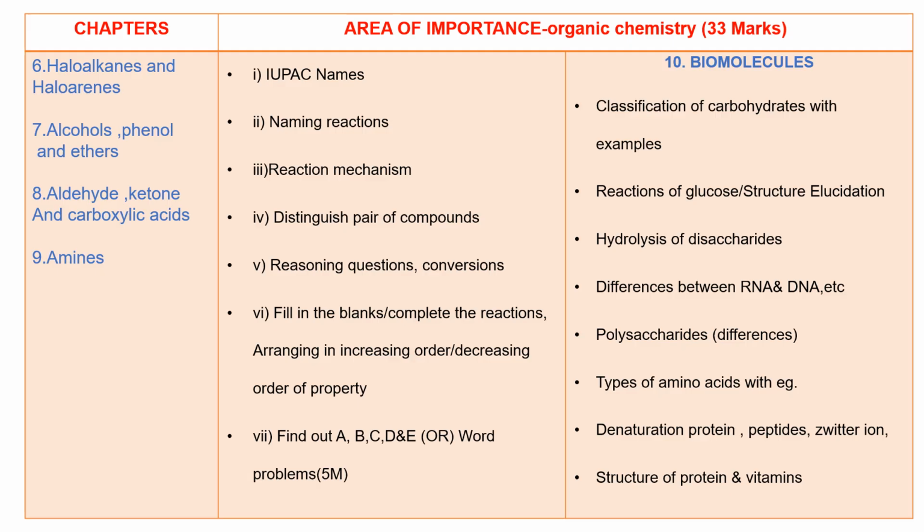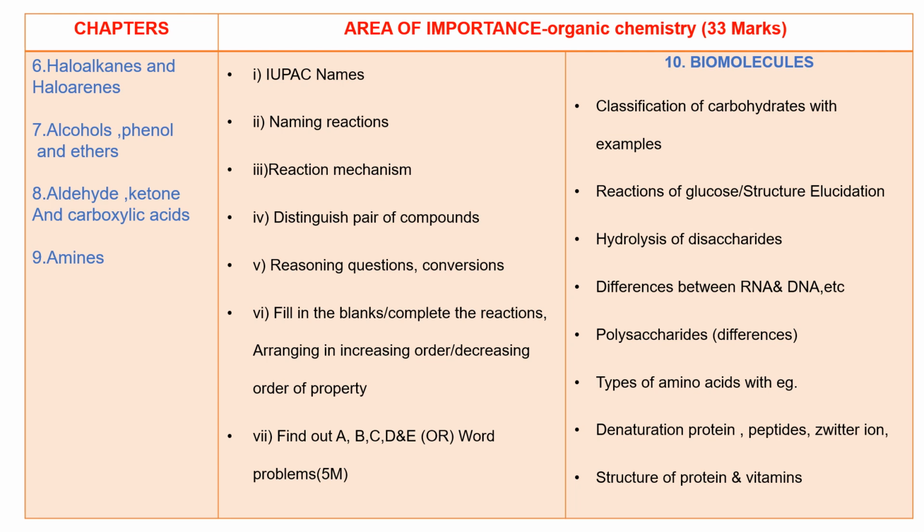Unit 7, Alcohols, Phenols and Ethers. In this chapter, mostly they ask the reaction mechanisms, like ethanol from ethene. Then distinguish type of questions, like distinguish between primary, secondary and tertiary alcohols. Then reasoning type of questions, conversions and preparation and properties of phenols. Then distinguish between the pair of compounds. Then important naming reactions like the Reimer-Tiemann reaction, Friedel-Crafts alkylation and acylation reaction, Williamson's ether synthesis, and Kolbe's reaction.